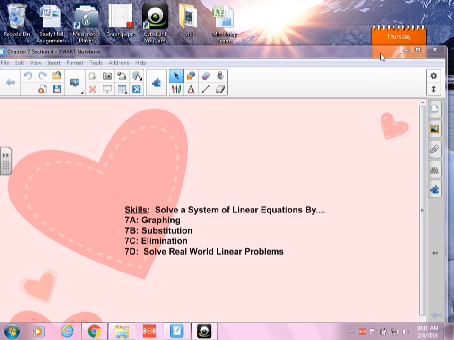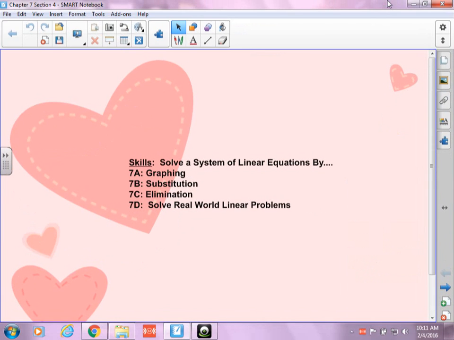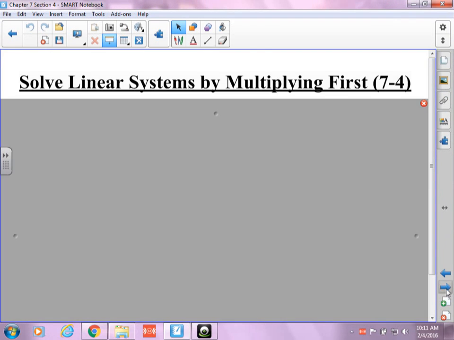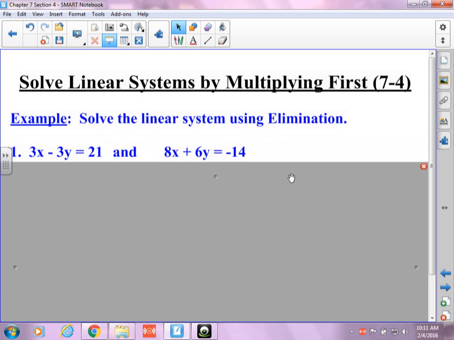All right, so today we're going to look at elimination. We've had elimination before, but we're going to take another look at it because some things are going to change. All right, so let's take a look at this first problem.